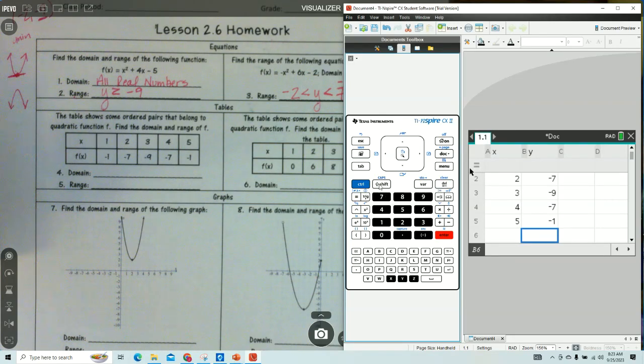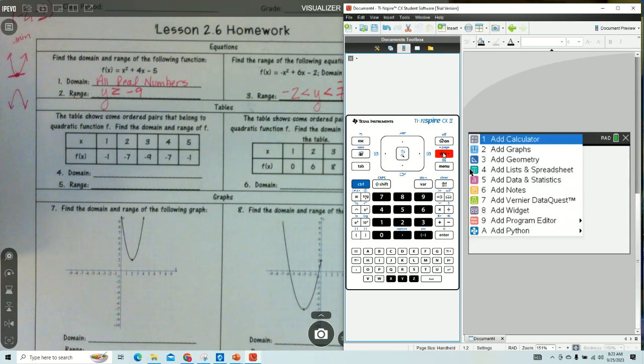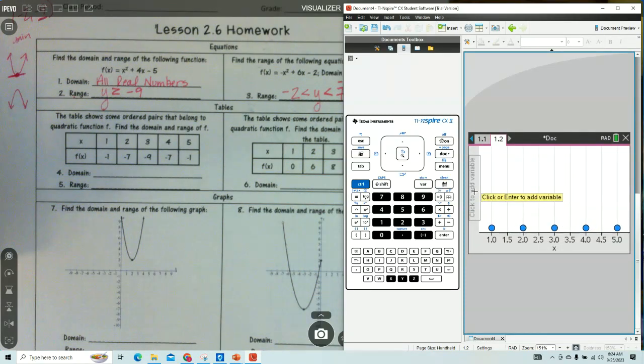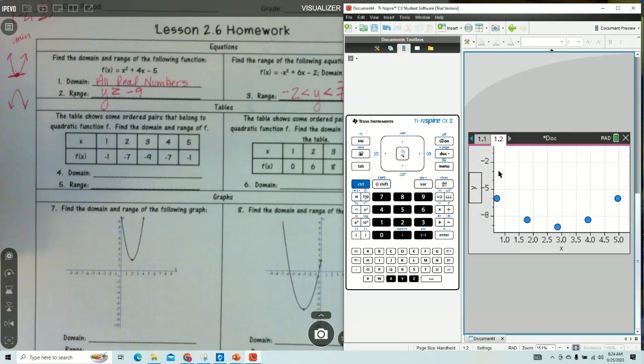And I do that doing Control and Doc, and then it's this one, Data and Statistics. And then I can click. So here's my graph, but I got to tell it what's what. So remember, the left and right is always the x-axis, and then the up and down this way is always the y, and it graphs those points for me. And I can look. I do better if I can see what's going on.